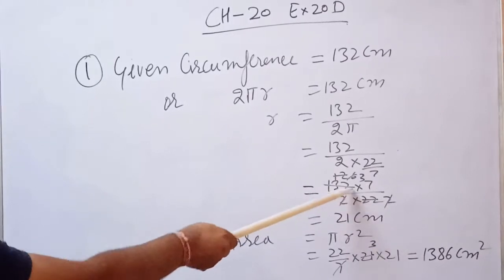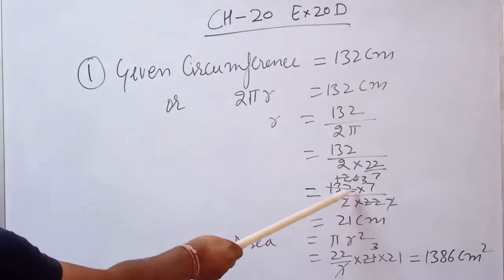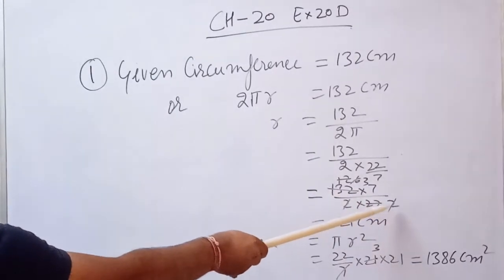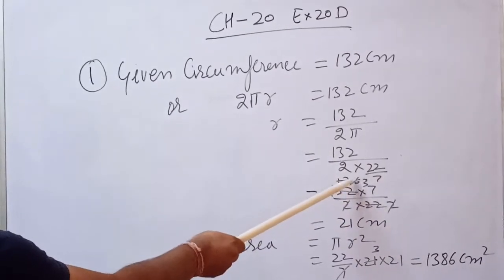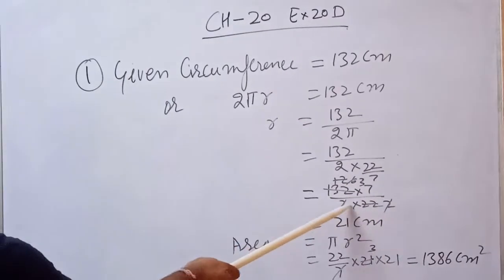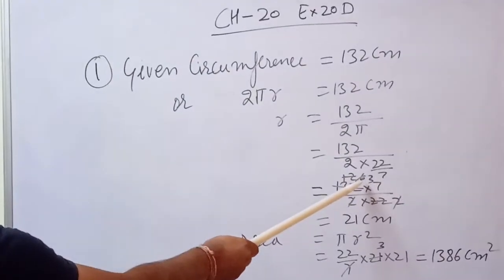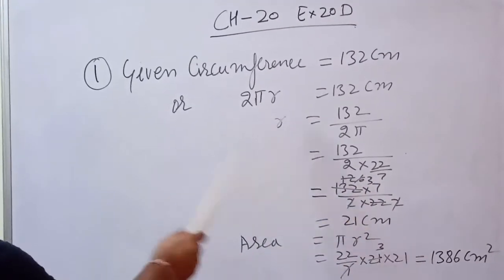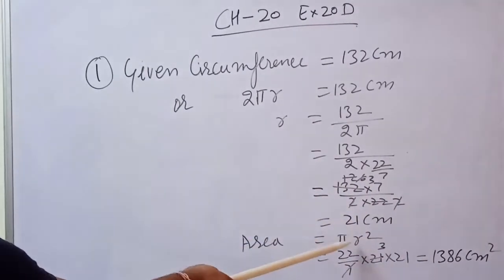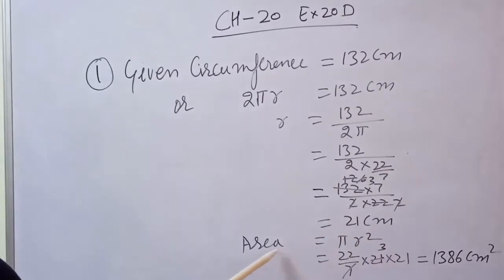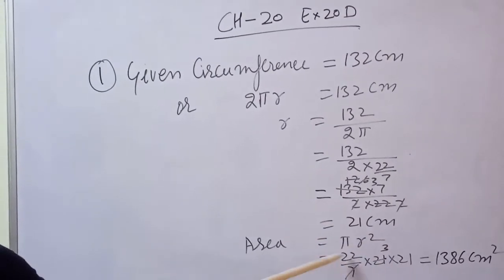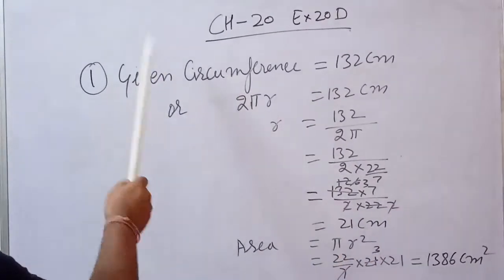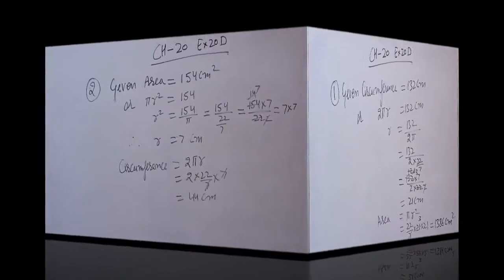Now 11 ones are 11, 11 twos are 22, 12 times, 132 cancels, and 11 twos are 22. Now again 2 sixes are 12, and 2 ones are 2, again 2 threes are 6. So now 7 into 3 will give 21 centimeter. So the radius of the circle is 21 centimeter. Now area equals pi r square, that is 22/7 into 21 into 21 equals 1386. So in that manner you will do sum number 1.